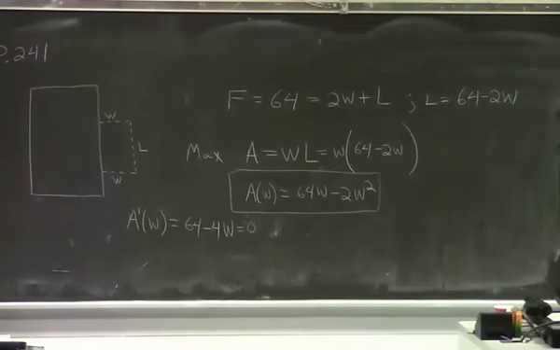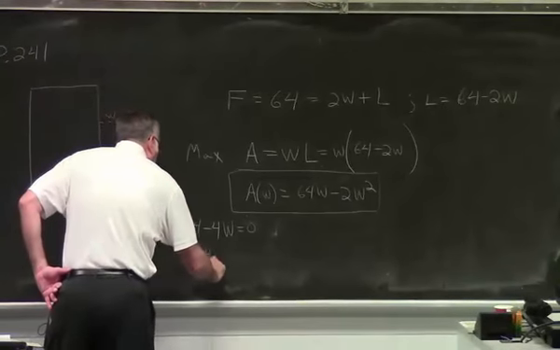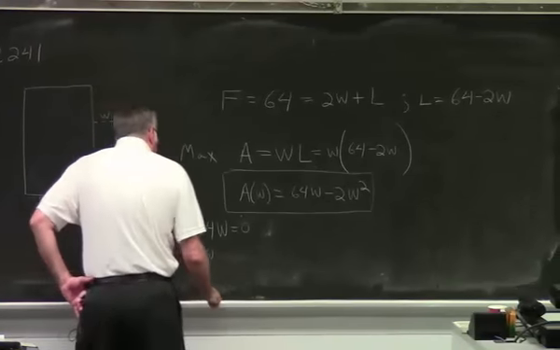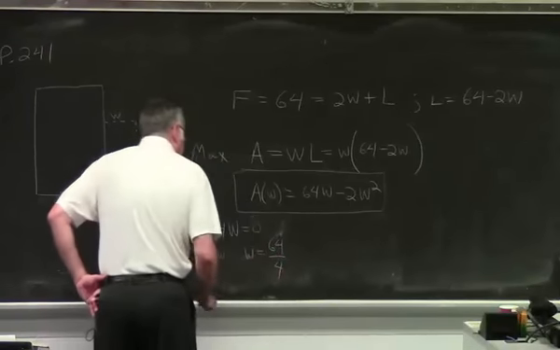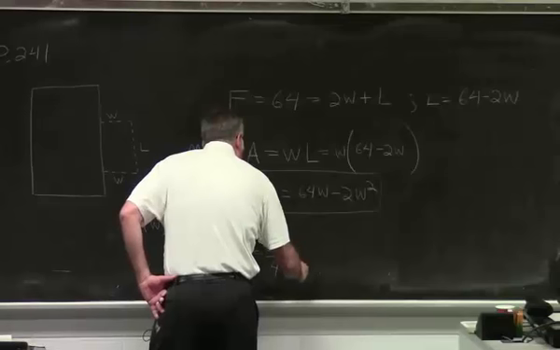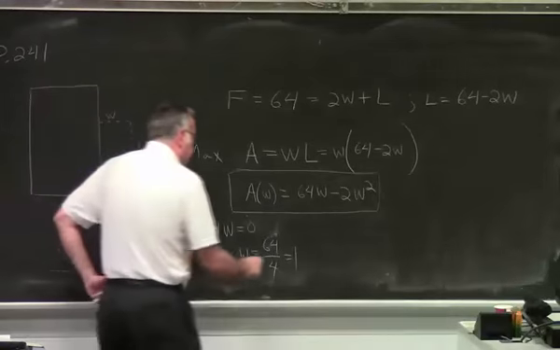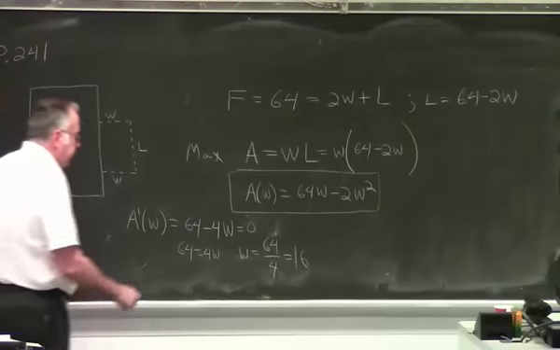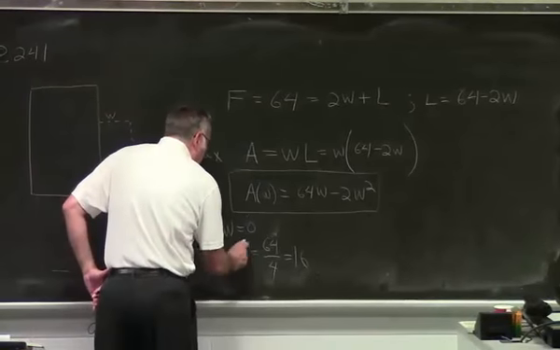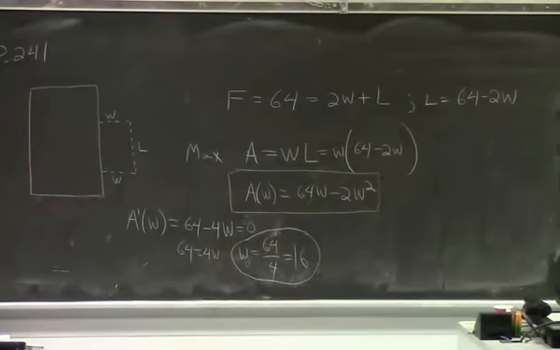Okay, and if we solve this equation for W, we get 64 equals 4W. Or we get W equals 64 over 4, which is 16, isn't it? Is that right? Yeah, okay, thank you. Yes, okay. That is our critical value of W. That makes the first derivative 0. Now, David, after we've done that, what's the third step?